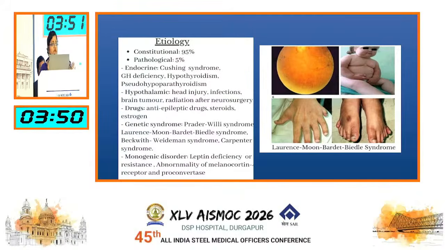Etiology: 95% is constitutional, but we have to rule out the 5% which can be pathological, either endocrine causes or genetic syndromes. They are usually also associated with short stature. Thus, normal height with obesity points more towards a constitutional cause. Other causes are drugs like anti-epileptics and steroids, or monogenic disorders like leptin deficiency or melanocortin receptor defects, which may suppress the satiety center and cause hyperphagia, causing obesity.